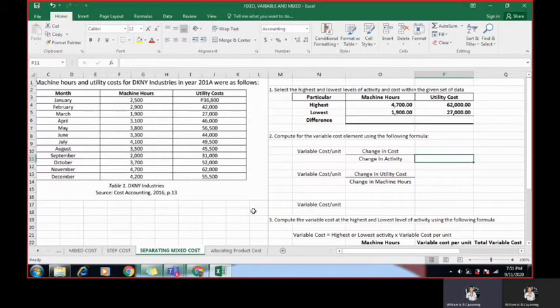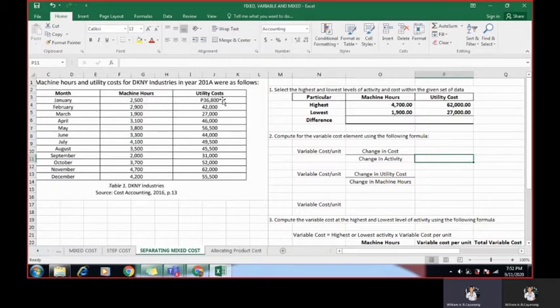Okay, machine hours and utility costs for DKNY Industries in the year 2000. The current year were as follows. So, ito po yung months nila January to December. On the second column, we are given machine hours. Ito yung machine hours na na-consume per month. Yan, 2.5 hanggang 4.2. And the utility cost, ito yung cost na na-incur per particular machine hours na na-consume. So, January, 36,800. So on and so forth hanggang December.